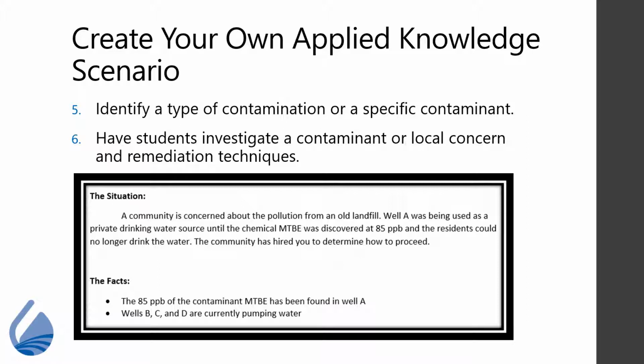5. Identify a type of contamination or a specific contaminant. Local topics or hot-button national issues can provide a jumping-off point for talking about different kinds of contamination, as well as methods of remediation that are deployed to address it. 6. Set tasks for your students to investigate a contaminant or local concern and the remediation techniques.